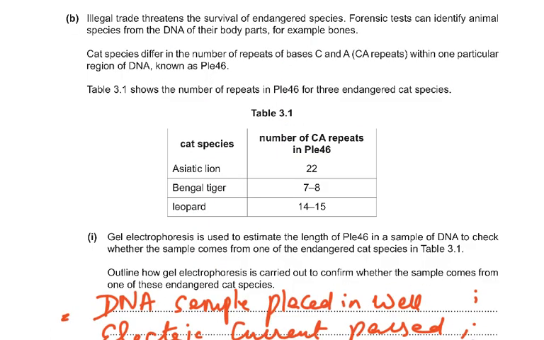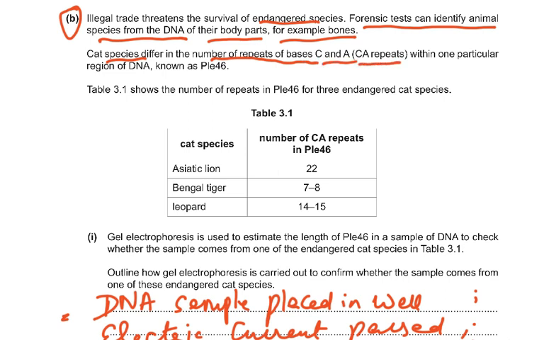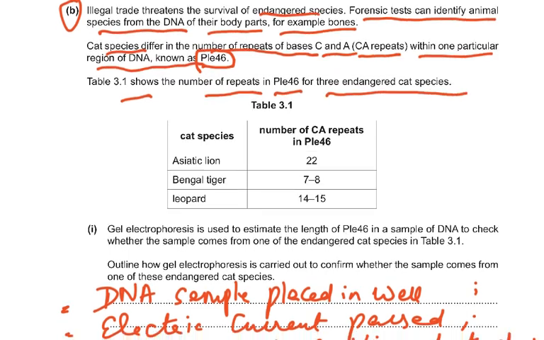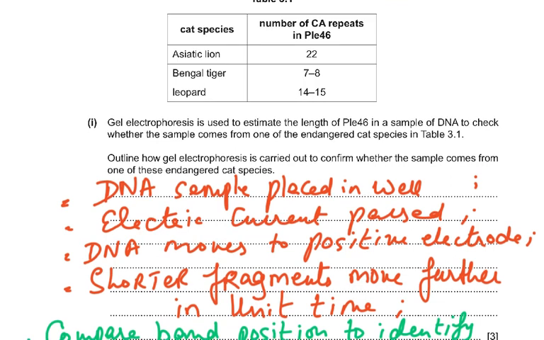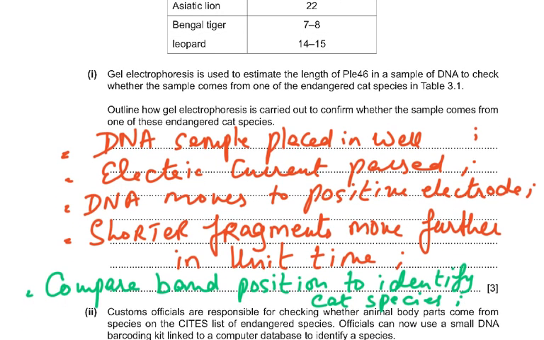Coming on to the B part of the question, it says illegal trade threatens the survival of endangered species. Forensic tests can identify animal species from the DNA of their body parts, for example, bones. Cat species differ in the number of repeats of bases C and A. These are called CA repeats within one particular region of DNA known as PLE46. Table 3.1 shows the number of repeats in PLE46 for 3 endangered cat species: Asiatic lion 22, Bengal tiger 7 to 8, and leopard 14 to 15. Gel electrophoresis is used to estimate the length of PLE46 in a sample of DNA to check whether the sample comes from one of the endangered cat species in table 3.1.